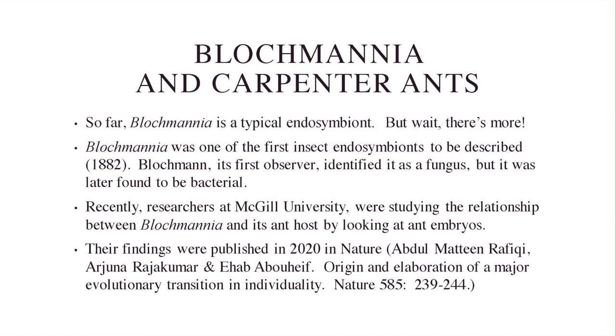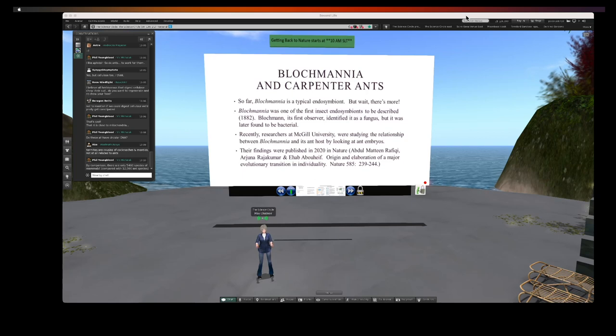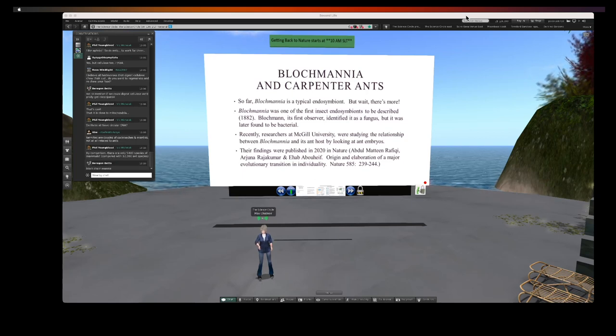Blochmannia was one of the very first endosymbionts to be described in an insect. Although it wasn't identified initially as a bacterium, Blochmann thought it was a fungus because it looks kind of like spaghetti inside the cells that it resides in. But later it was found to be bacterial, and then Blochmann was honored by having it named for him.